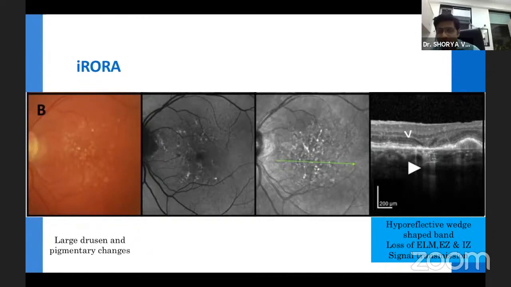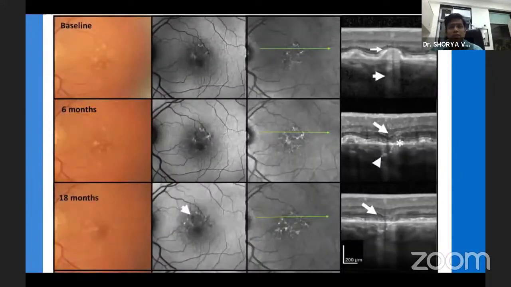Another case had the same findings, except that you can see a wedge-shaped defect, a hyporeflective wedge-shaped defect, which is there in the Henle's layer. It's another sign of IRORA. So this is a case of IRORA going into a CRORA.